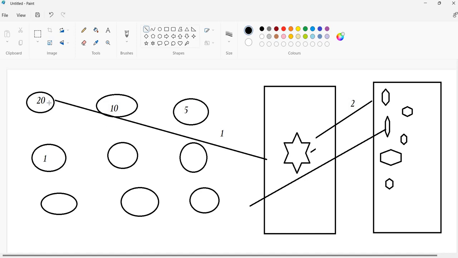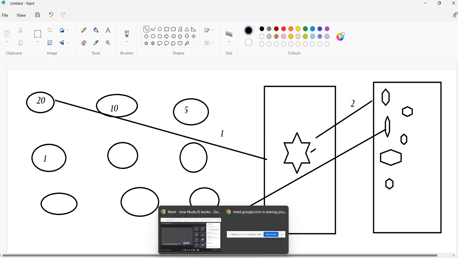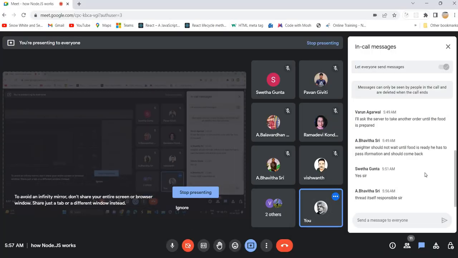Suppose you take the order from this person, you should give the same food item to that particular person only. But just imagine, is it really possible to handle all things by one person in real time in the hotel? Is it really possible with one person?